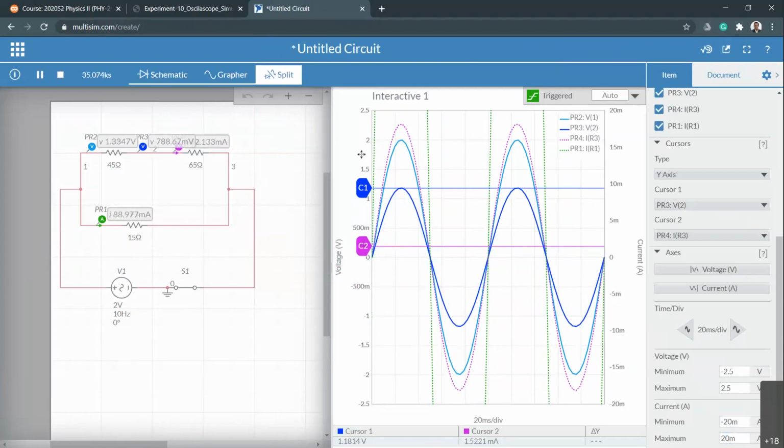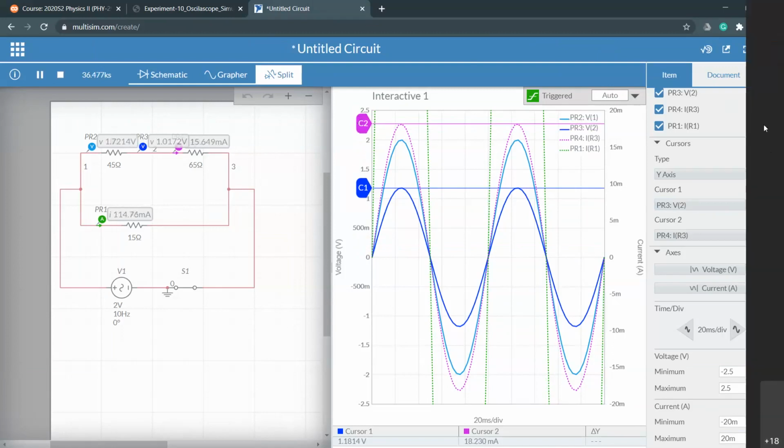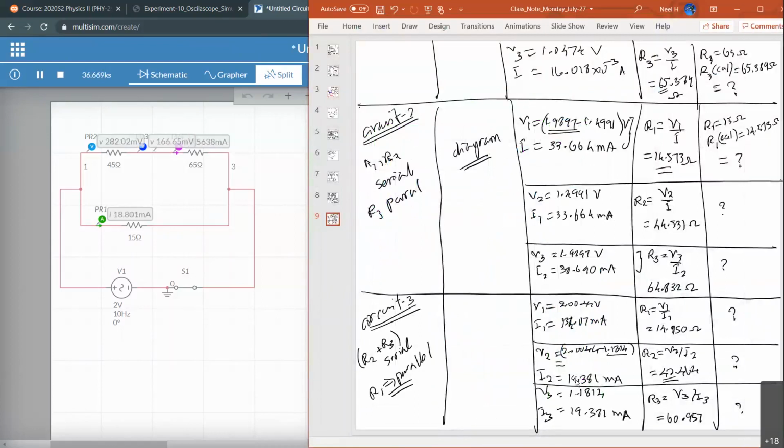Now let's bring cursor number 2 all the way to the top of the pink line, okay? Then read that number again and compare with the previous value, whether we're getting the same or not. I want to make sure we have fairly good accuracy on our result, right? The last one I got a large percentage error. Now let's read that number. Cursor number 2 is now reading 18.230 milliamps. What's the number I got earlier? Earlier I got 19.381 milliamps.